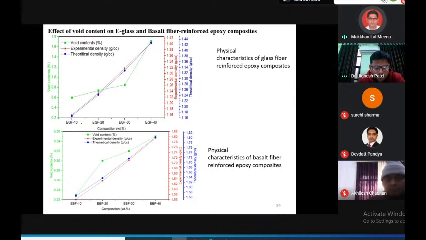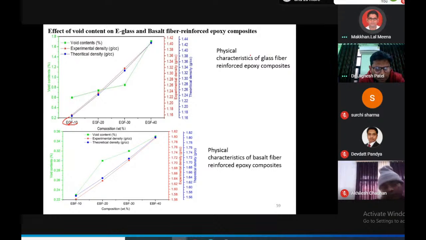The effect of void content on e-glass and basalt fiber reinforced composite. This chart shows the different percentages, 10%, 20%, 30%, 40%, and these are the experimental density, and the blue line shows the theoretical. We can see the physical characteristics of glass fiber reinforced epoxy.